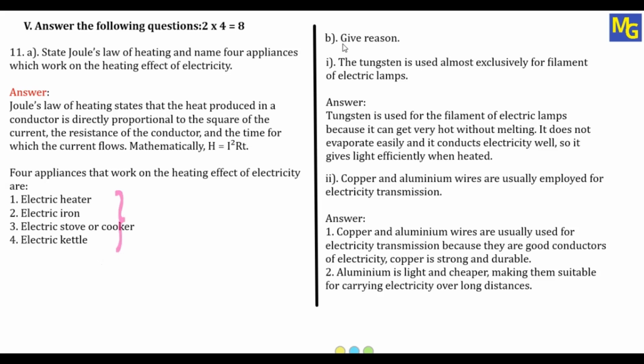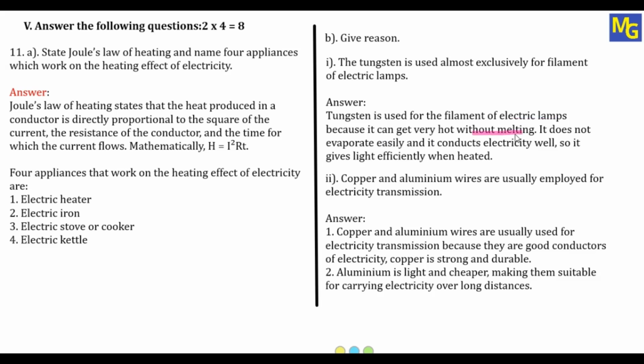Now, question B. Give reason. In this, we have 2 questions. First one, that tungsten is used almost exclusively for the filament of electric lamps. So in electric lamps, we are using tungsten wire, and we have to give the reason for this. Tungsten is used for the filament of electric lamps because it can get very hot without melting.